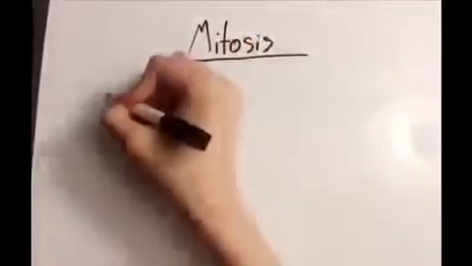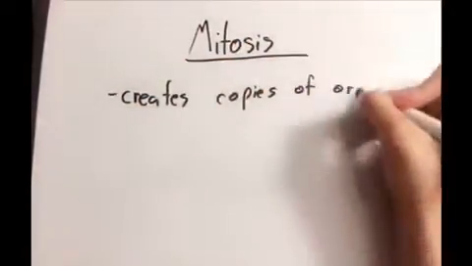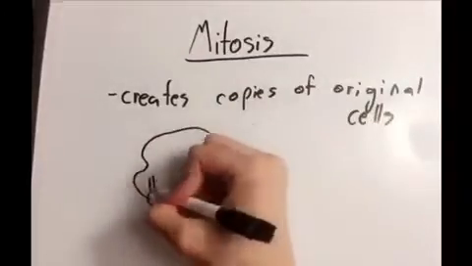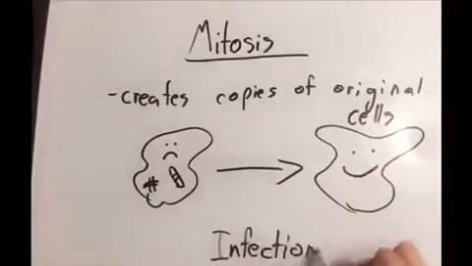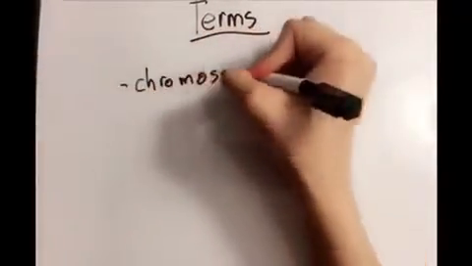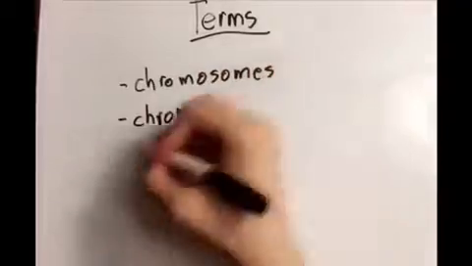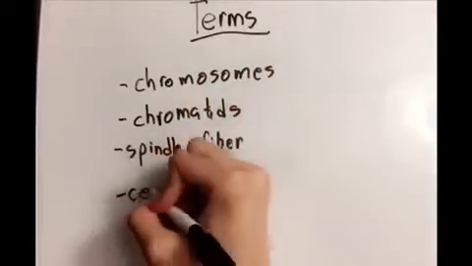Now you know that mitosis creates copies of the original cells. Mitosis replaces the dead cells in your body, which protects you from any kinds of infections. We learned terms such as chromosome, chromatids, spindle fiber, and centriole.